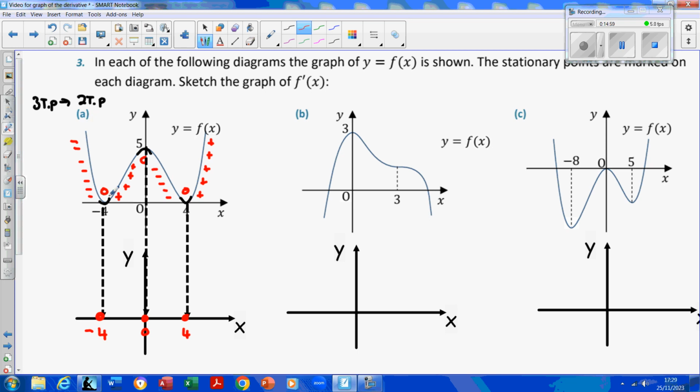So negative means before the dotted line it's negative. So it's got to be below the x-axis. So it's going to come up and it's going to reach 0 there. Now in between these two dotted lines it's positive. It's got to get itself back to 0 again. So we just take it and we'll loop it round above the axis.